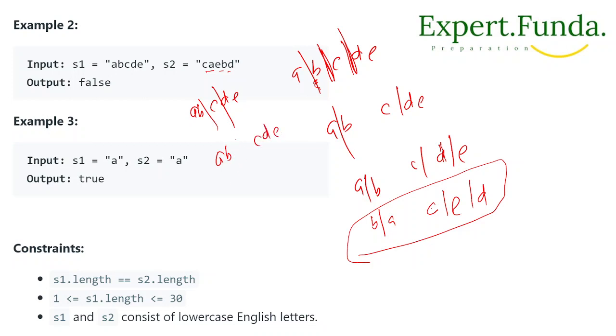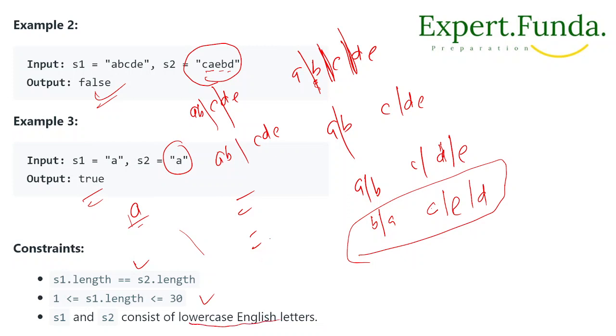Let's suppose. So in all the ways, if you see, we are not able to find this one, and that's why we are getting false. You can try other approaches also, you will not get it. Similarly, what we have given is A, and if we do the swapping and those things, A will automatically come, right? So that's why it's returning true. The constraints given: the length of S1 is equal to the length of S2, and S1 length is greater than or equal to 1 and less than or equal to 30, and S1 and S2 consist of lowercase English letters, okay?